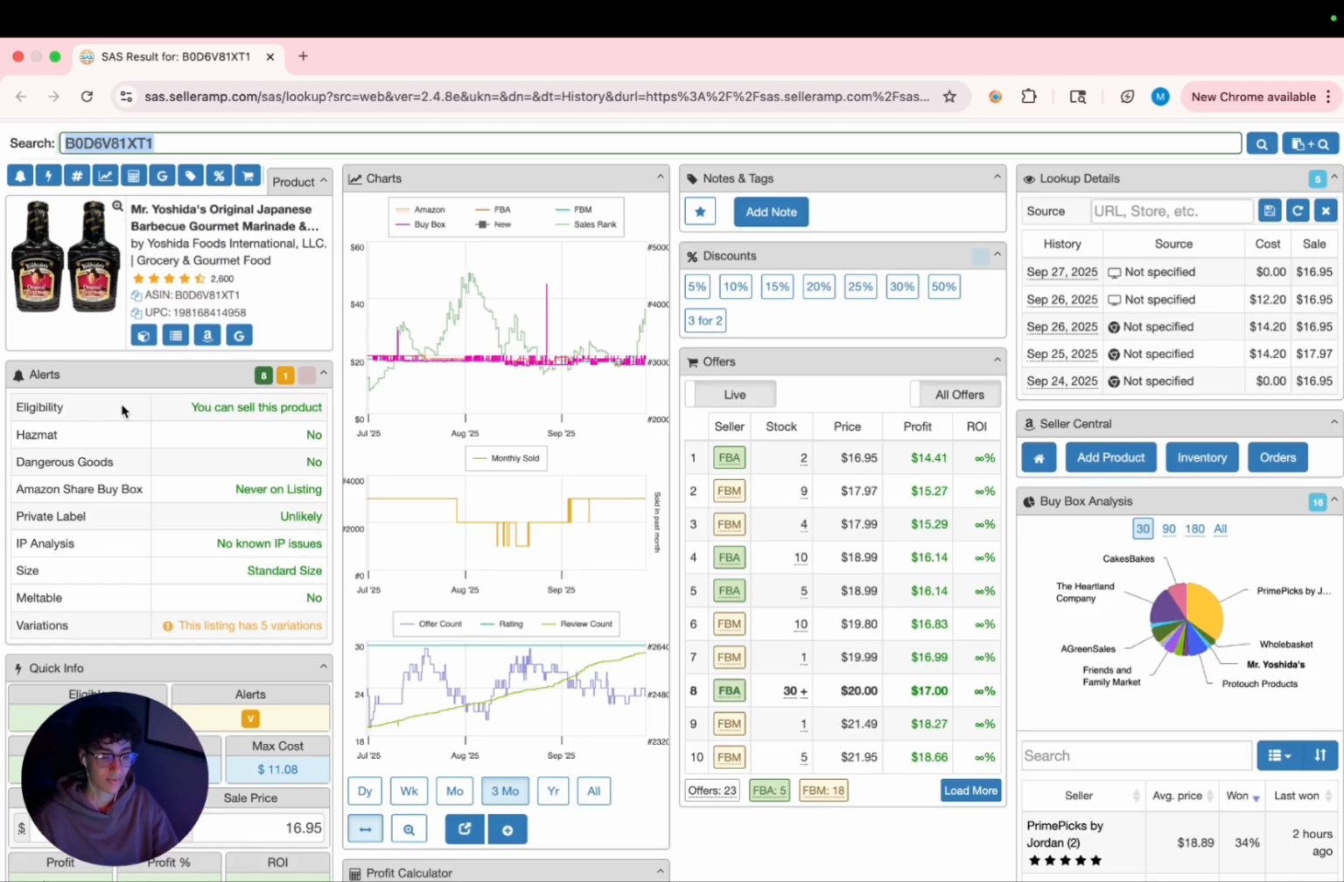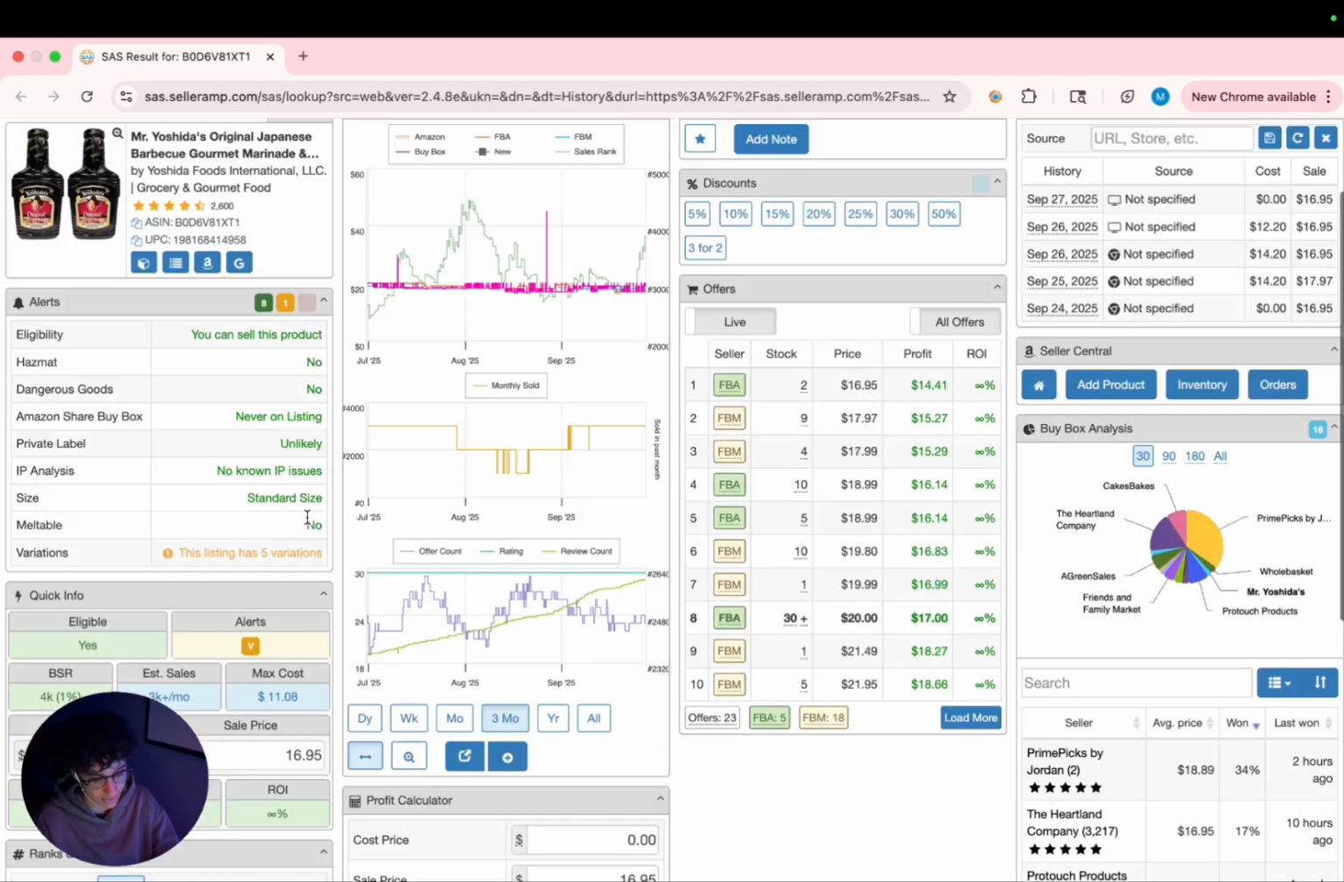So what you want to be looking for in the alerts tab, just to sum it up, okay, is you just want to see everything green, to be honest. If it's meltable, just be careful. If the standard size is actually really big, only sell that if it's super, super profitable. Typically, you do not want to FBM that item. As long as everything else here is good, then you're straight.